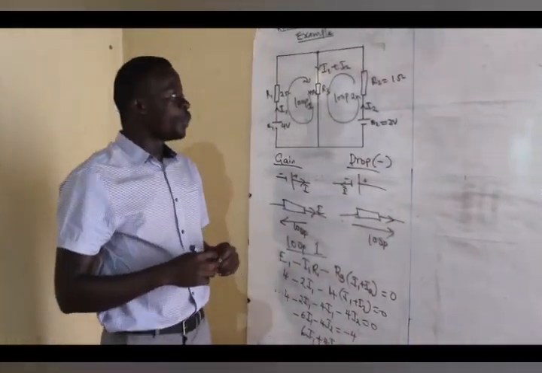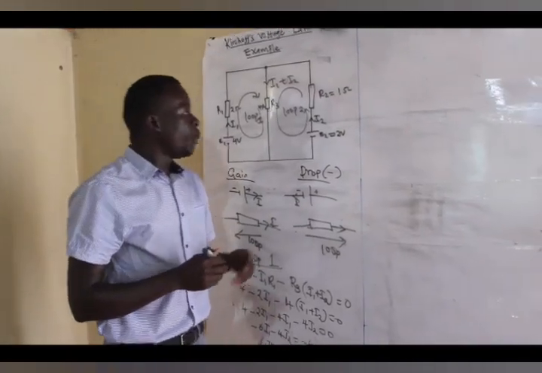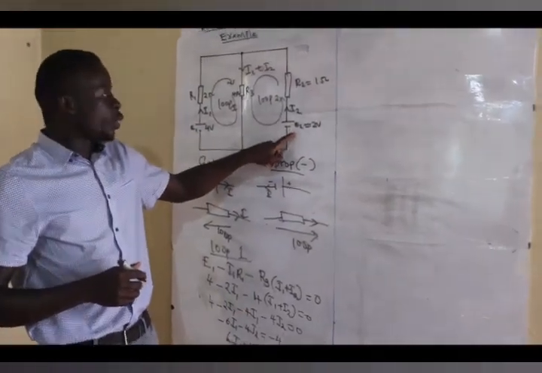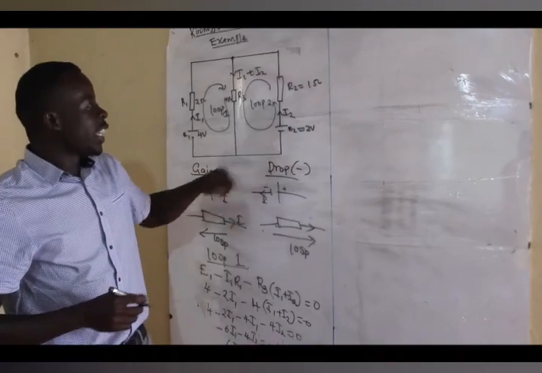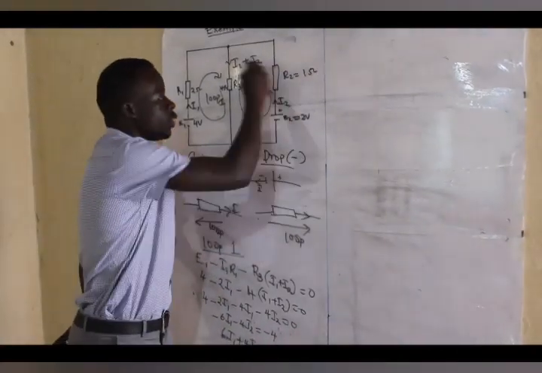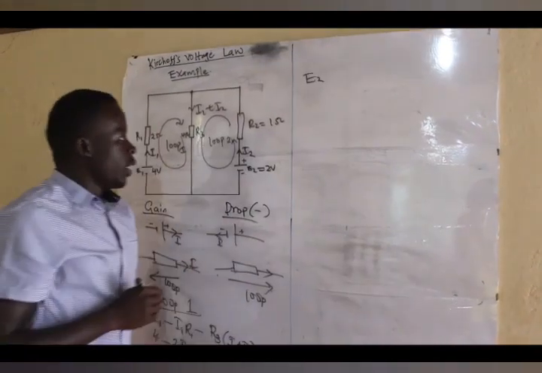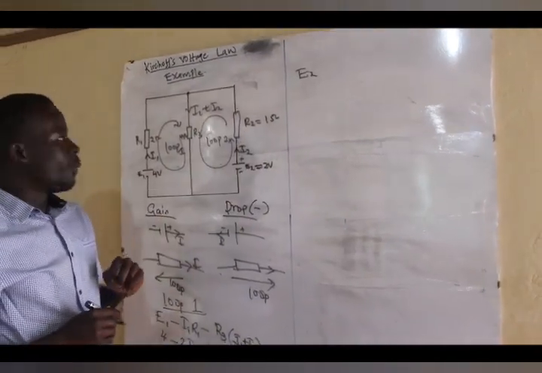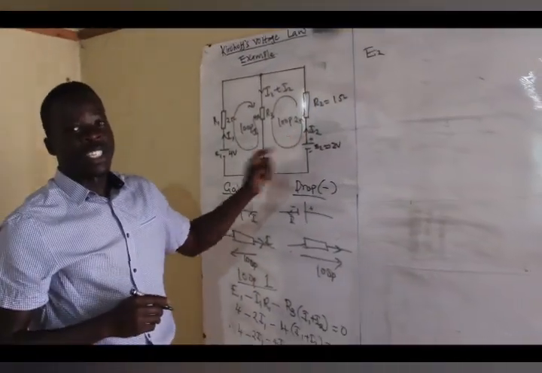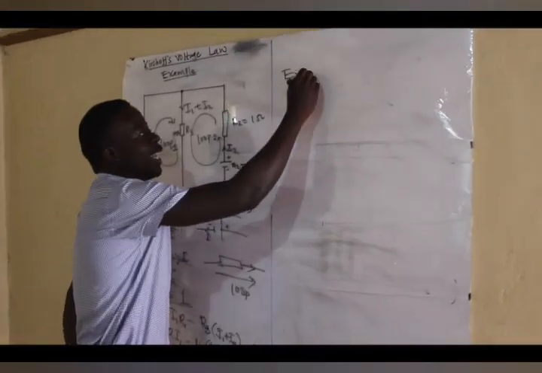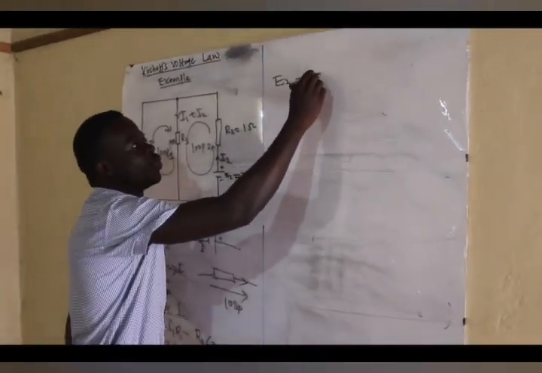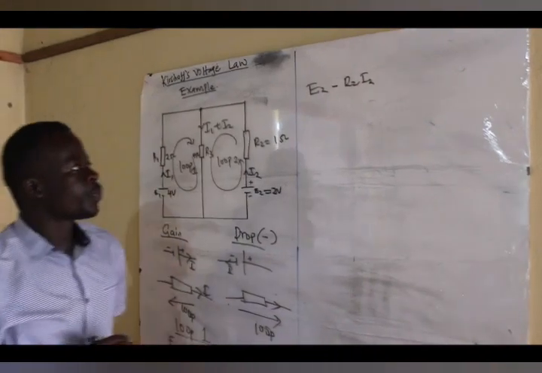So let's move to loop 2. Allow me to begin loop 2 from the source, E2. Because the current is moving from positive to negative, we have a positive E2 there. We'll experience a drop there because the current is in the same direction as that of the loop. So that will be minus R2 I2.